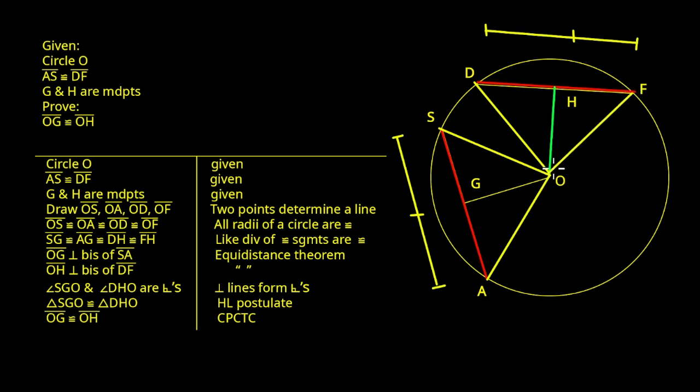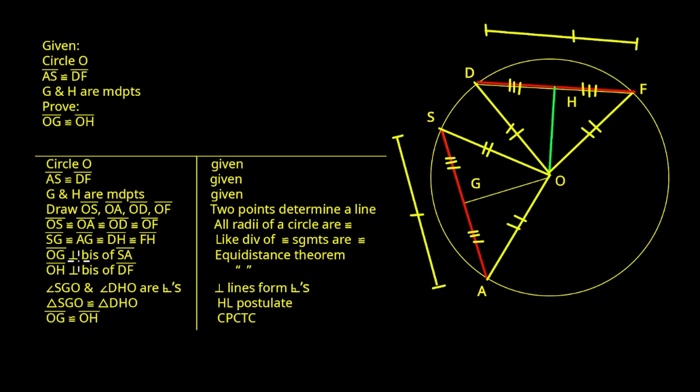Two points determine a line. Then OS, OA, OD, and OF are all congruent. All radii of a circle are congruent. So there, there, there, and there. From there, SG, AG, DH, and FH are all congruent. Like divisions of congruent segments are congruent. So SG, AG, DH, and FH are all congruent.